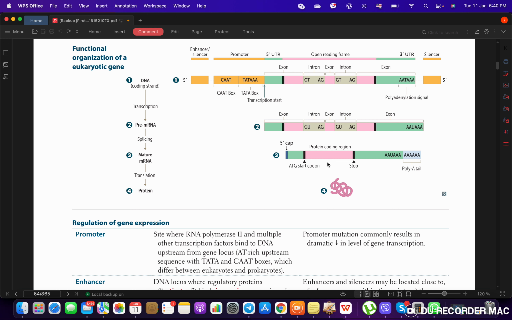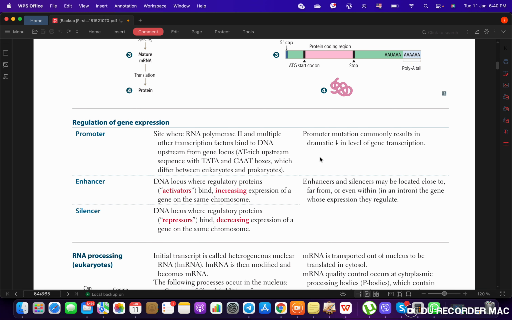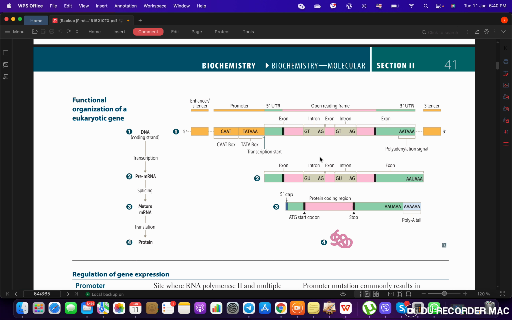Okay, so the next thing you need to know about is the regulation of gene expression. Can someone tell me an example of a repressor that we spoke about already? A repressor. Okay, yes. Absolutely correct. That one was the lac operon.